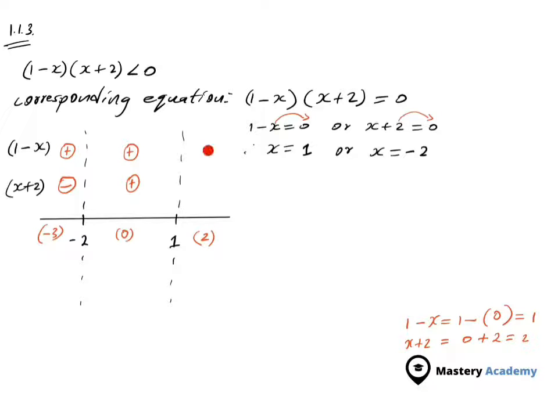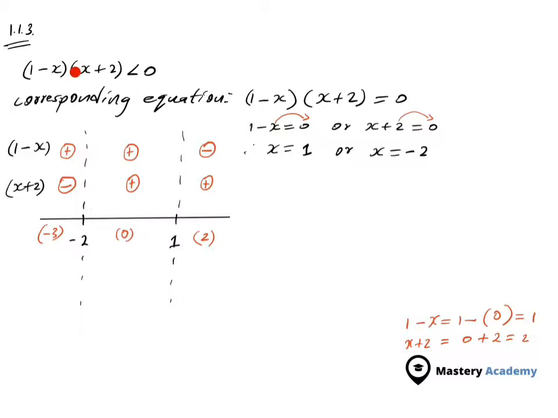So you can do it on your own, but let me just do it quickly here to save time. When you put the 2 into 1 minus x, you are left with minus 1, which is a negative, so you put a negative there. And then you put this 2 into the other bracket, you get a positive 4, which is a positive number. Therefore, you put a plus there.